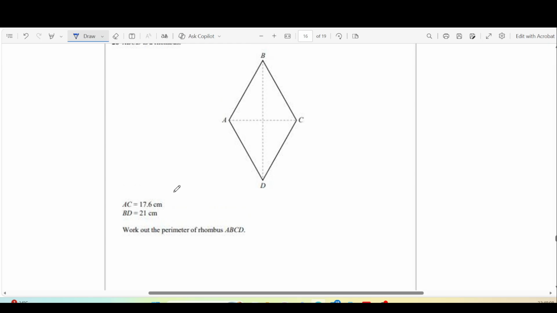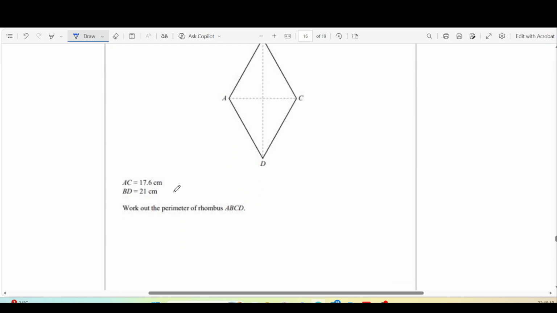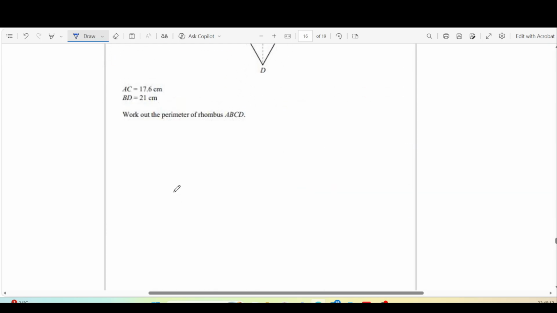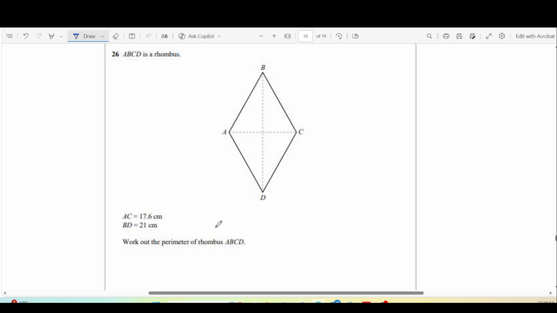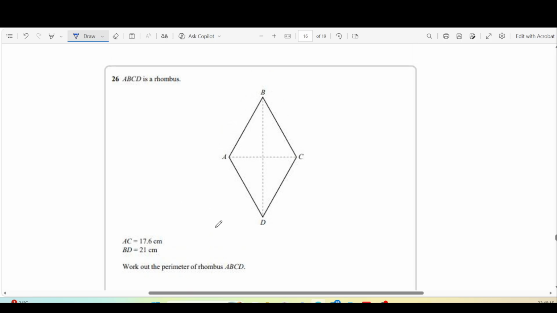Okay, we are almost done. Okay, let's see this question. We have to find the perimeter of this rhombus. We have been given these diagonals, because here diagonals bisect each other at right angles. You have to remember that all sides are equal here.